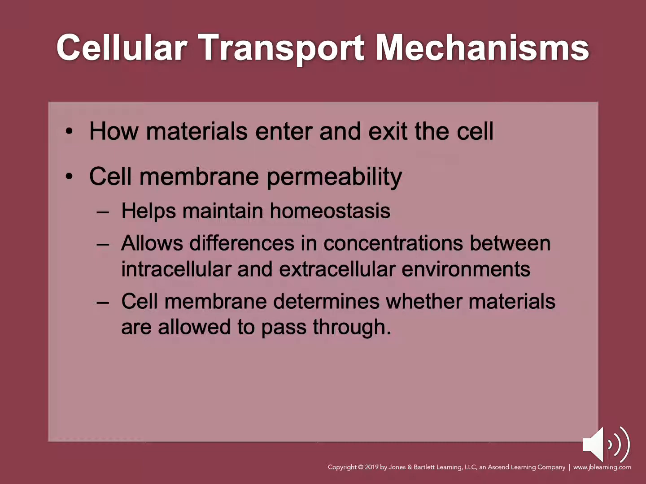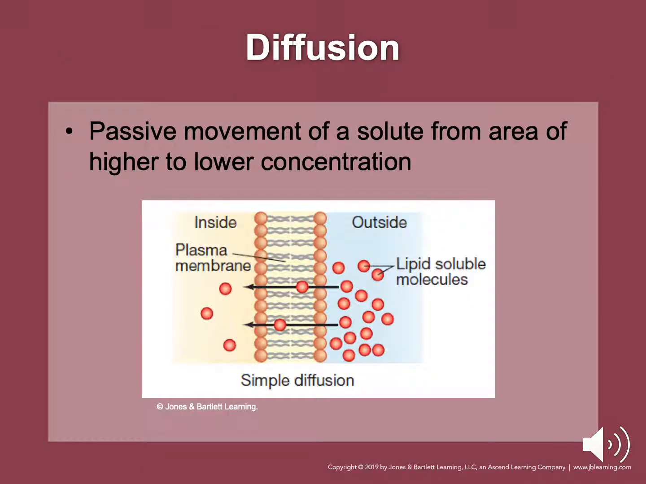So if that difference between intracellular and extracellular environments is on either side of a cell membrane, this is called the concentration gradient. All right, so diffusion is the passive movement of solute from an area of higher to lower concentration. Always try to remember that with diffusion, high to low. That's the big one there, high to low.